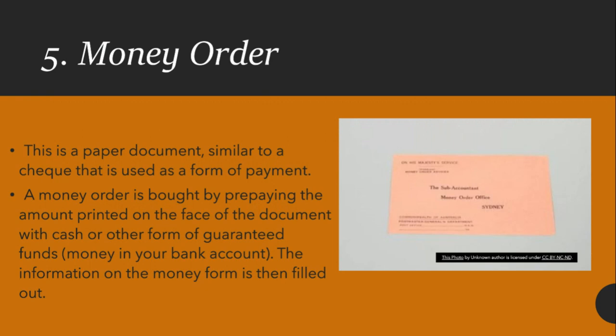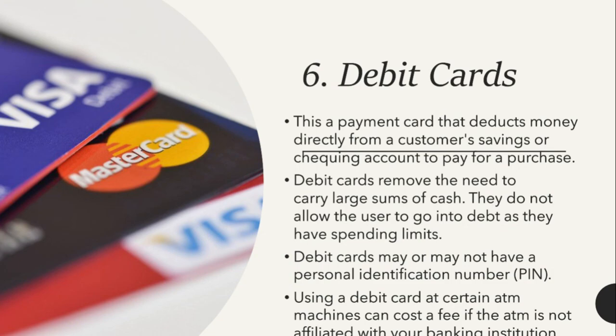So it's somewhat similar to a check, but the thing is that the money is prepaid first. For example, you pay $2,000 for the money order. The person who you're buying the money order to will write it up and write who's supposed to get it, etc. And then the person who gets it will get their $2,000 when they bring it to the bank. Number 6 is debit cards.